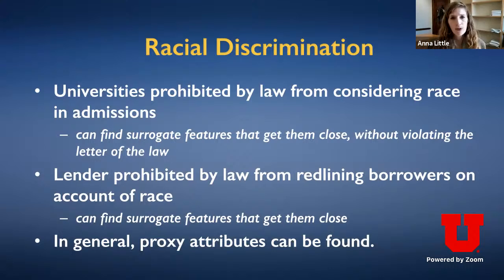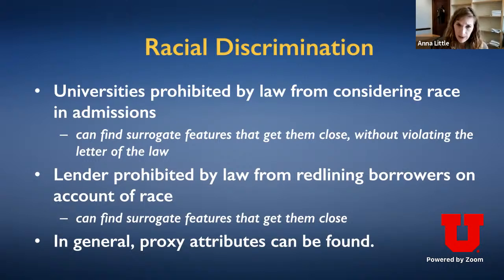For example, consider racial discrimination. Universities are prohibited by law from considering race in admissions. They're not allowed to do that. However, it's really not hard to find surrogate features that get them close without violating the letter of the law. For example, this happened in Texas. I believe it was the University of Texas that decided they would admit the top 10% from any high school class. And the effect of that, since some of the high schools were primarily African American, was to ensure that those students got in, so that in a way they were able to have these affirmative action policies without actually using race as the discriminating factor.